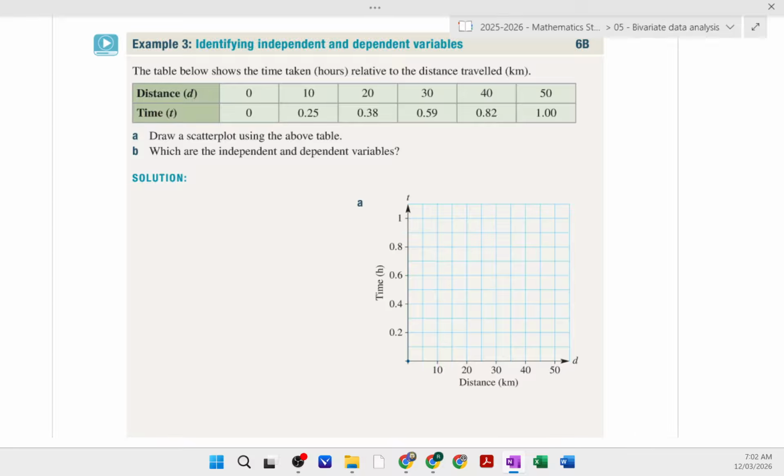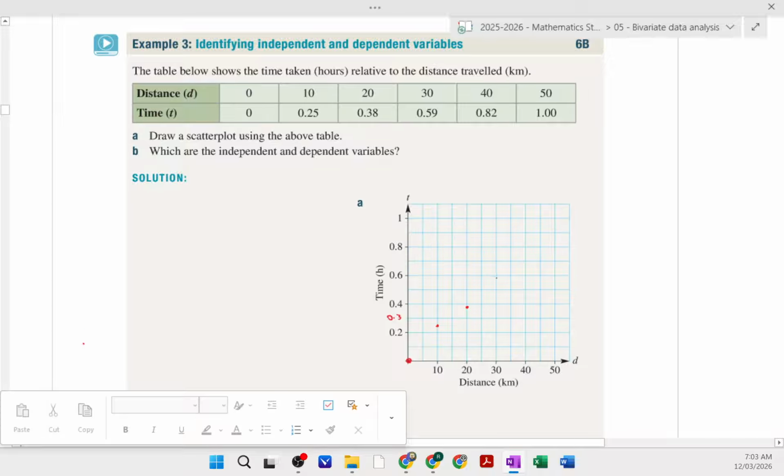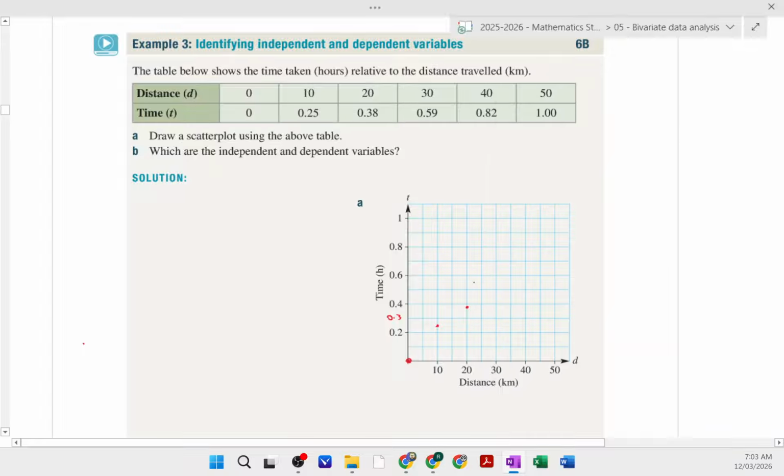First one, draw a scatter plot using the above table. So the first one, 0, 0, easy. 10, 0.25. On the vertical axis, each one of these is 0.1, so that would be 0.3, and 0.25 is halfway between them. So there we go. 20 at 0.38. Now, obviously, we don't have it to that accuracy, so it's just a little bit below. Next one, 0.59. Once again, even less below. 40, 0.82, a little bit above.